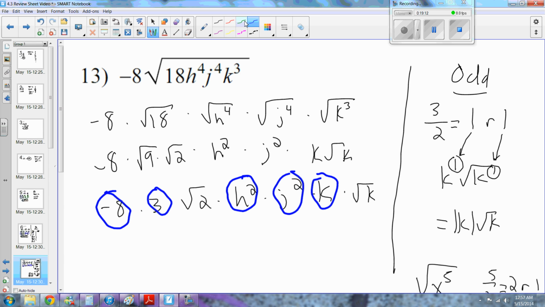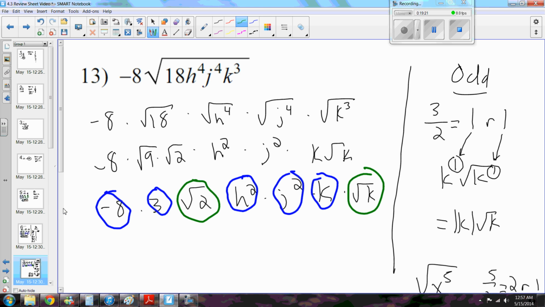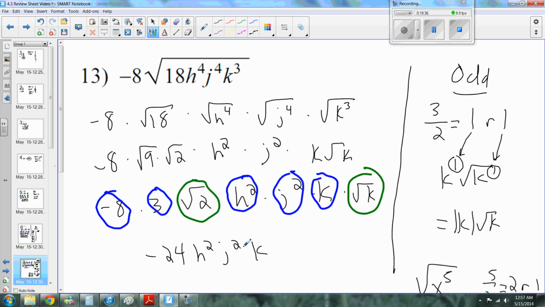My products that are underneath radicals are root 2 and root k. So I'm multiplying all of my blues here to make up the coefficient. Negative 8 times 3, negative 24. H squared, J squared, absolute value k, root, what's root 2 times root k, root 2k. This is my final answer.